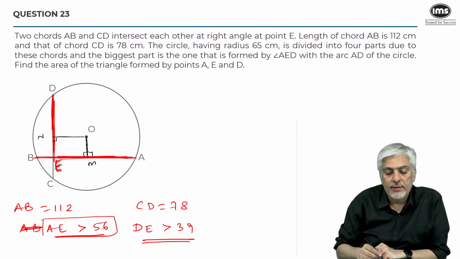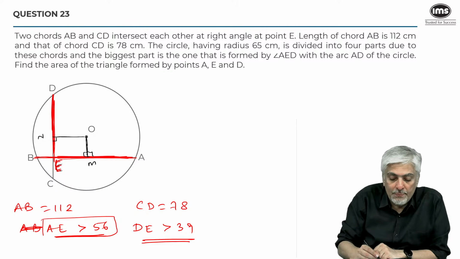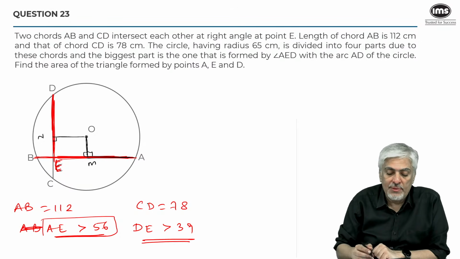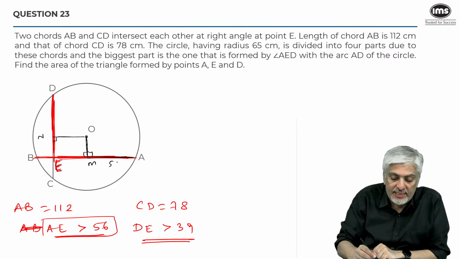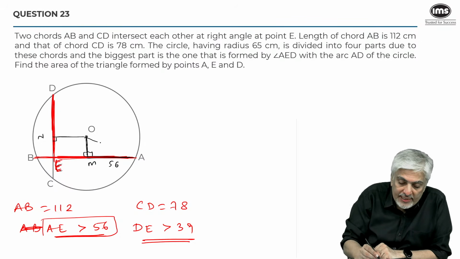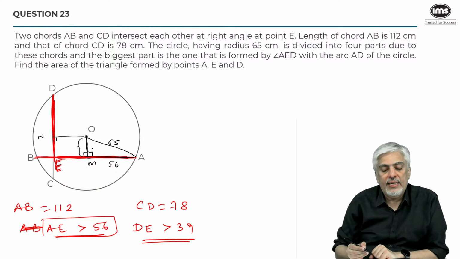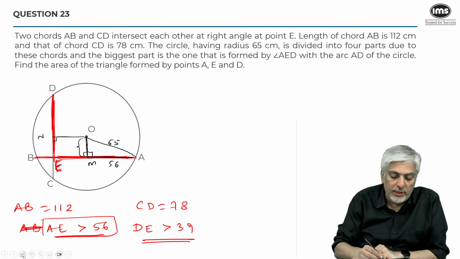Okay. Now, what all do we know? We know AM. How much is AM? AM is half of 112, which is 56. And we know the radius, 65. So you can find OM. And exactly the same thing you can do one more time.